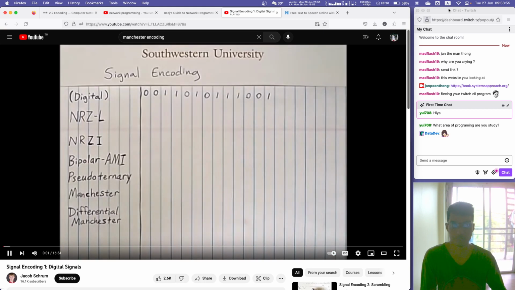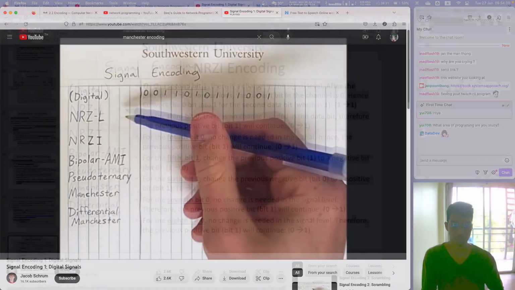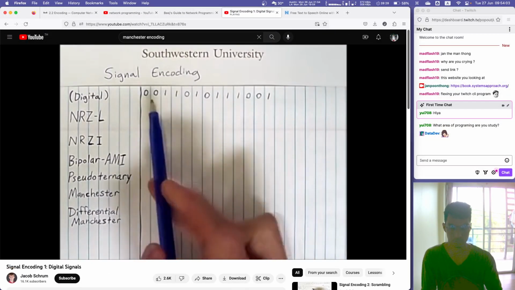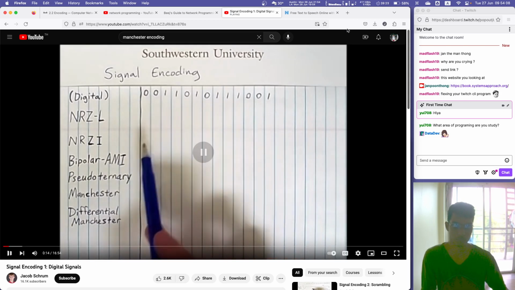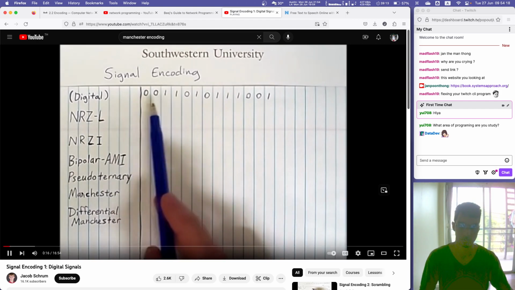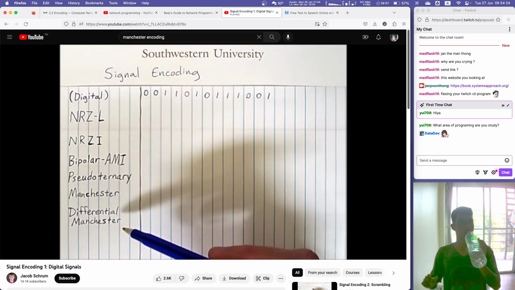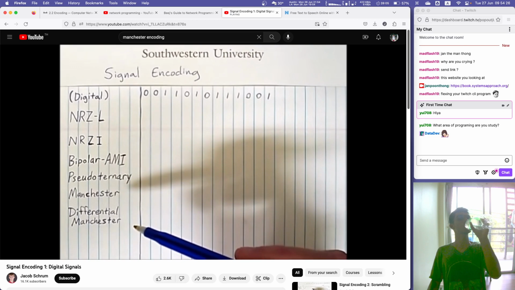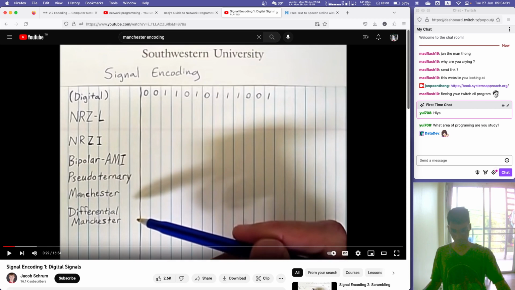This video is about signal encoding, specifically digital signal encoding. I've listed several encoding methods on the left here, and we have a sequence of bits up on top. I'm going to show you how to encode this bit sequence using each of these digital signal encoding methods. Now, the means that we have to encode these signals is via different voltage.